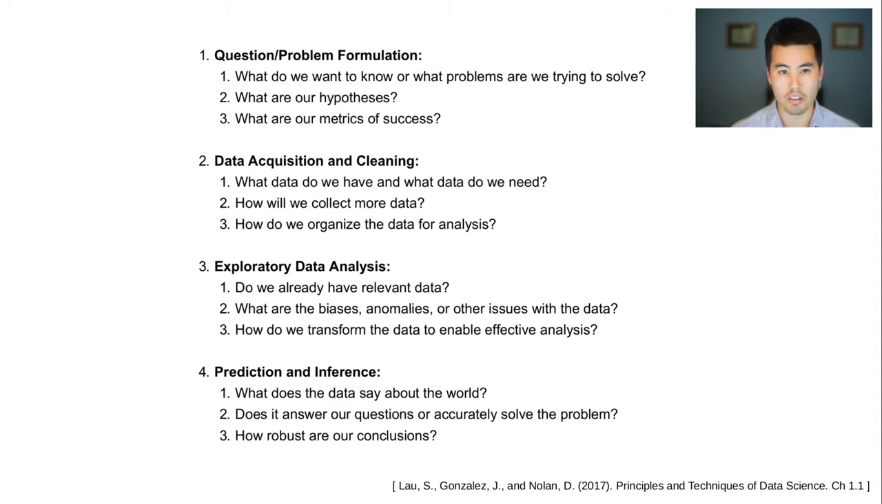But especially I like here that they talk about looking for biases or anomalies or issues with the data, like missing values, but also talk about feature engineering here, how we transform the data to make analysis more efficient and more effective. And then finally, prediction and inference. This is the model building part of data science, which is really what we talk about in machine learning. But it also has a little bit of an allusion to the real world application and the generalization when they ask how robust the conclusions are from any given model.